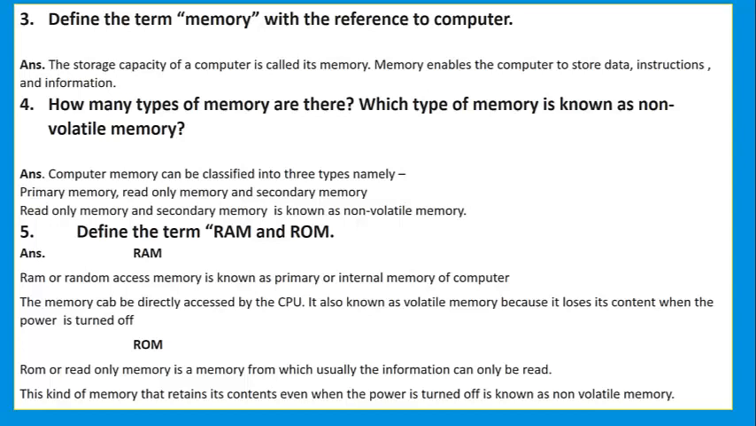Last short question of the lesson is: define the term RAM and ROM. Answer of this question is: RAM or random access memory is known as primary or internal memory of computer. The memory can be directly accessed by the CPU. It is also known as volatile memory, because it loses its content when the power is turned off. ROM or read-only memory is a memory from which usually the information can only be read. This kind of memory that retains its contents even when the power is turned off is known as non-volatile memory.